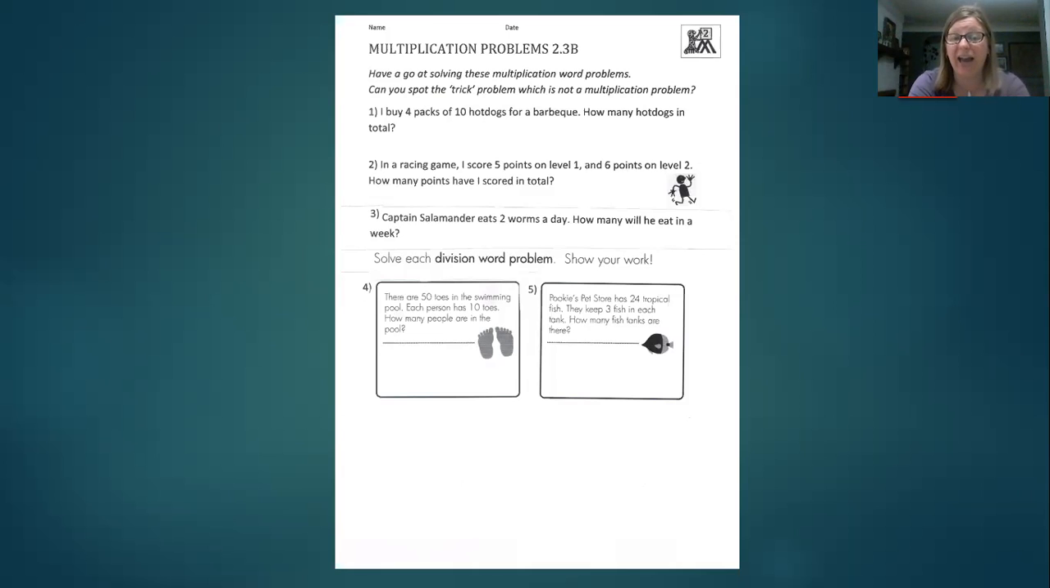So number 1 says, I buy 4 packs of 10 hot dogs for a barbecue. How many hot dogs in total? So you need to decide, is this the trick question that was referred to in the instructions that is not a multiplication problem, or is it a multiplication problem? Let's read that again. I buy 4 packs, so that's a group, of 10 hot dogs. Each pack has 10 hot dogs for a barbecue. How many hot dogs in total?